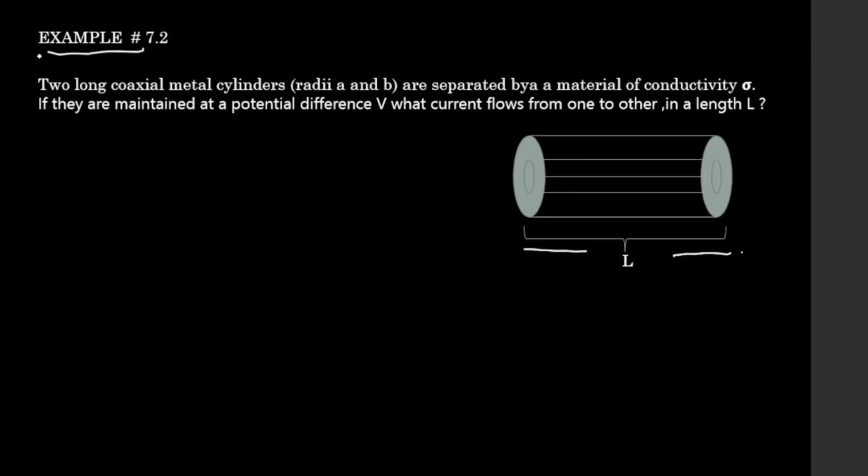Now we have example 7.2 here. It says that we have two metal coaxial cylinders, one of radius a, which is the inner cylinder, and the other of radius b, which is the outer cylinder. They are separated by a material of conductivity sigma. If they are maintained at a potential difference V, what current flows from one to the other in this length L? The required thing here is to find the current. Now we will go to the solution.